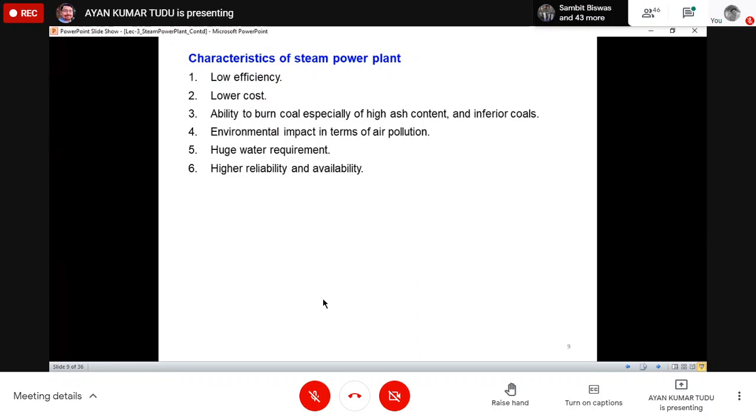Okay, so you may ask, sir, why? Because there will be cost requirement when we are drawing electricity from the grid. Yes, there will be cost requirement.